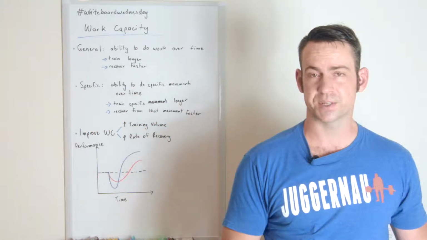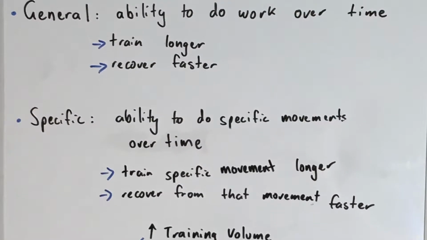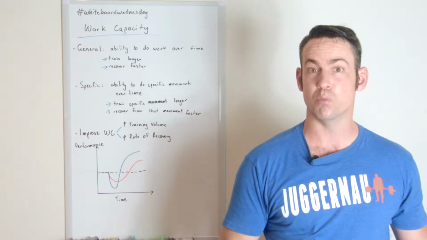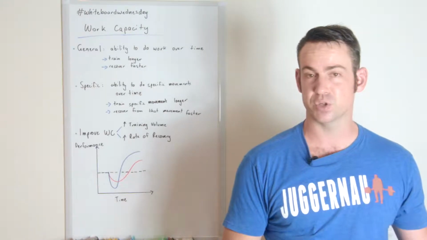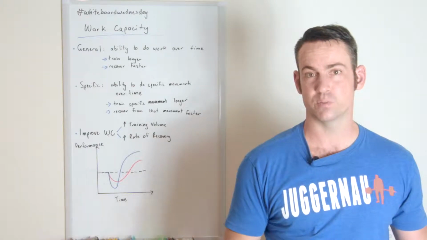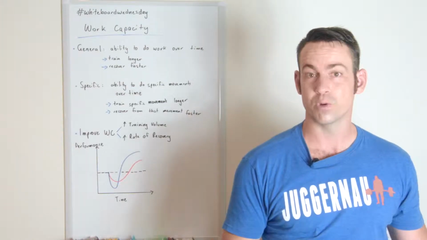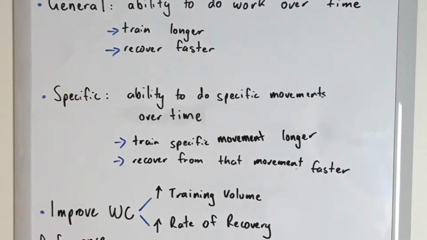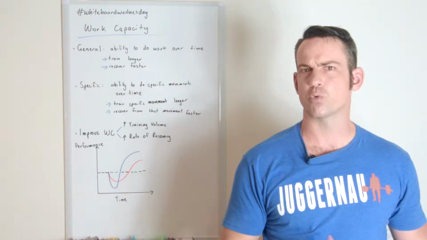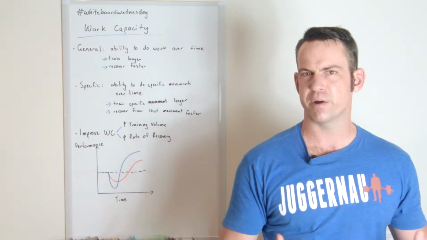The other type of work capacity we call specific work capacity. And we can define specific work capacity as our ability to do specific movements over time. What this leads to is an ability to do more of a specific movement in a given session or a sporting competition, as well as recovering faster from a specific movement. So there's two key outcomes for both general and specific work capacity: the ability to do more work and recover faster from that work. It's more than simply being able to tolerate a greater volume of training. It's being able to respond to that volume and have a better adaptation overall.